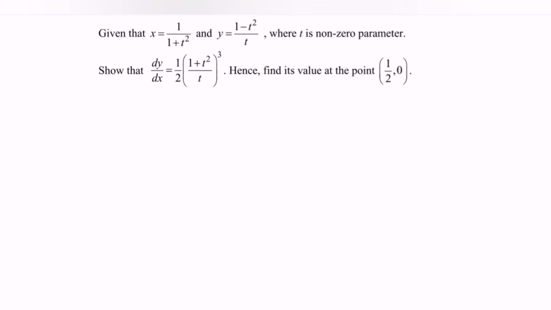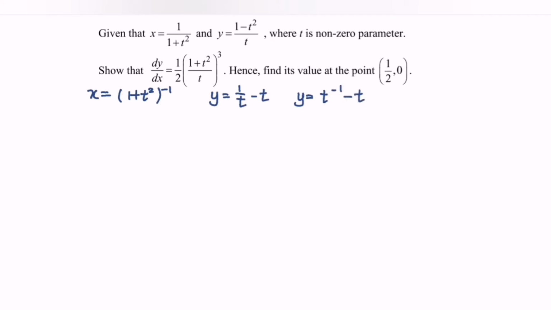Before we start to differentiate, I might need to modify the expressions. So x will be equal to (1 plus t squared) to the power of negative 1, and y will be equal to 1 over t minus t. Or we can say y will be equal to t to the power of negative 1 minus t.